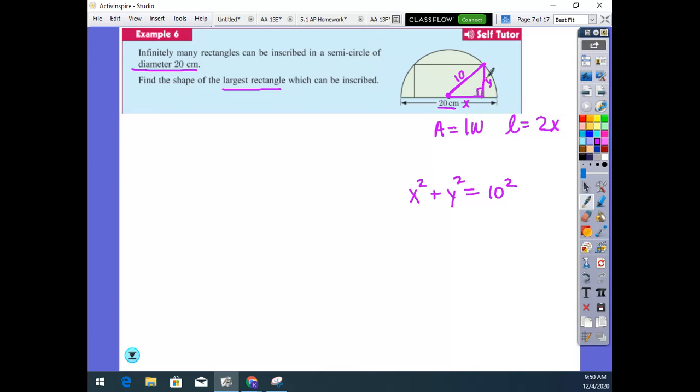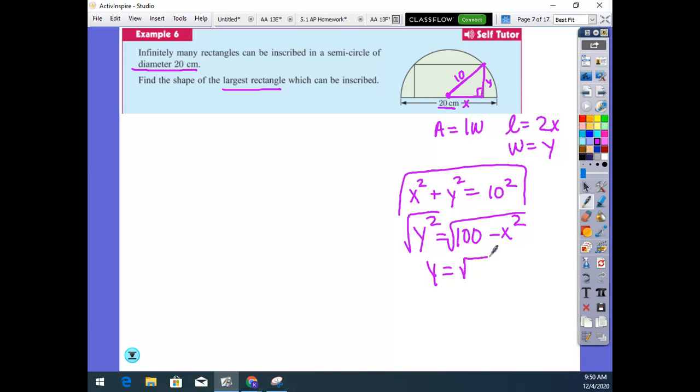Because right now my width is y, I can't take 2x times y because I need everything in terms of x. That's the tricky part. So I use another equation here so that I can change my y into x. So solve for y. y squared equals, let's just make 10 squared into 100, subtract x squared. Take the square root. Because this is a real world problem, I don't need the plus or minus. I'm just going to use my 100 minus x squared.